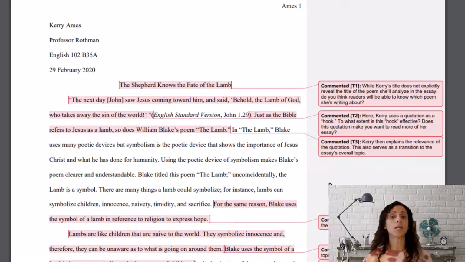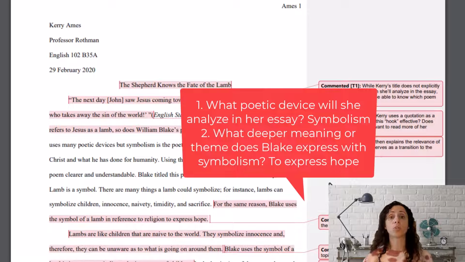Now, Carrie does answer those 2 questions. 1, what poetic device will she analyze in her essay? She says Blake uses the symbol, so we know she's going to analyze symbolism. And also, Carrie answers the question, well, what deeper meaning or theme does Blake express through the use of symbolism? And she says that Blake uses the symbol of a lamb in reference to religion to express hope.